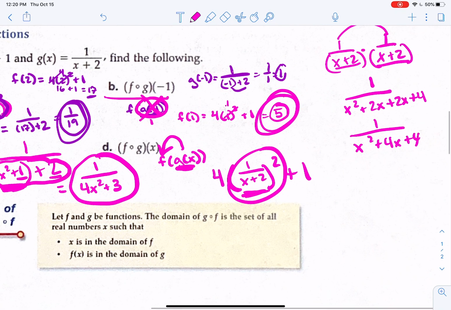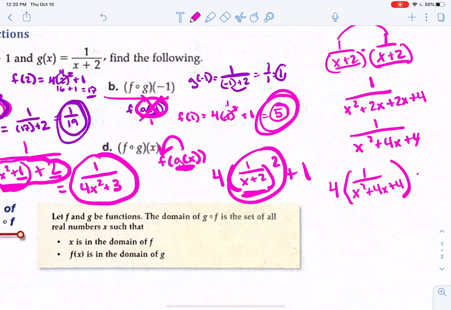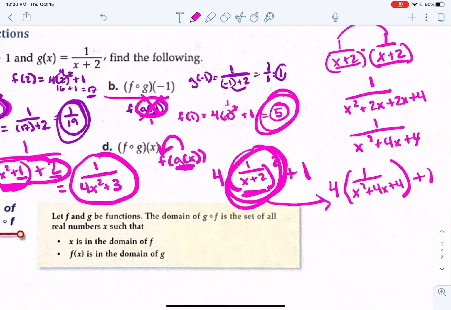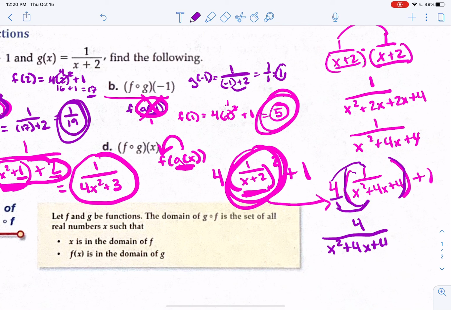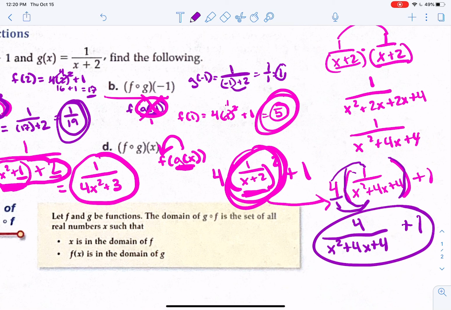So, almost done. We've got 4 times that 1 over x squared plus 4x plus 4, and then plus 1. We've taken this and we FOILed it out, and it became the stuff in parentheses right here. The only other thing that I can do is this 4 is like saying 4 over 1 times this stuff. So I take 4 times 1 on the top, which is just 4. 1 times this stuff on the bottom just leaves that x squared plus 4x plus 4. And then I have plus 1 on the end. And this is going to be my final ugly answer. But that's what it looks like.